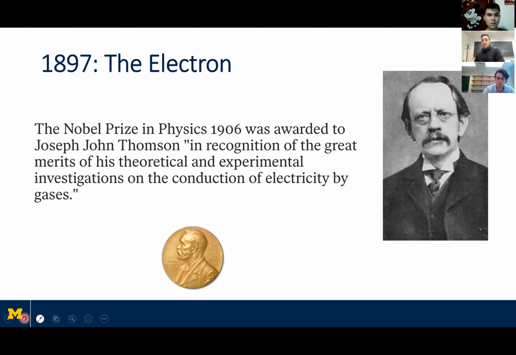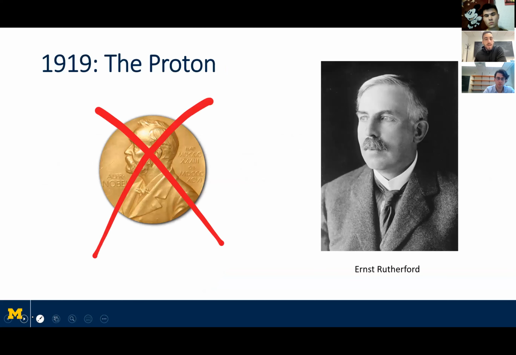So it all starts in 1897 with Thomson when he discovered the electron. So this was one of the major discoveries of particle physics. Of course, he got the Nobel Prize for the discovery. And then later on in 1919, we had Rutherford who discovered the proton. Now, he didn't get the Nobel Prize for it, but no worries because he already had gotten it in chemistry. So I'm sure he wasn't sad.